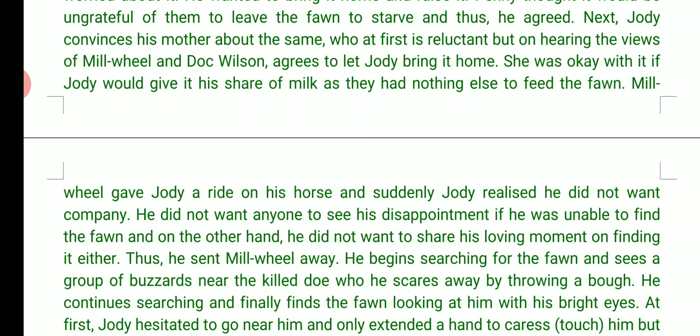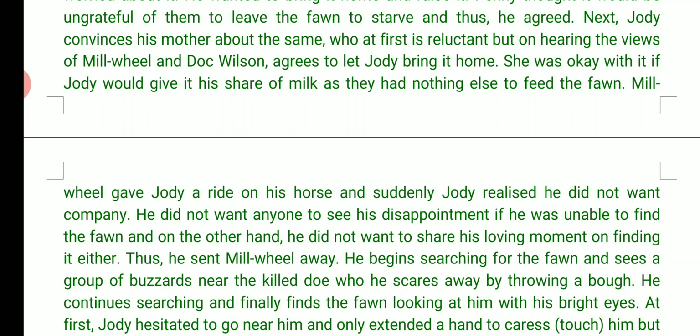Millwheel gave Jody a ride on his horse, and suddenly Jody realized he did not want company. He did not want anyone to see his disappointment if he was unable to find the fawn, and on the other hand, he did not want to share his loving moment on finding it either. Thus he sent Millwheel away. He began searching for the fawn and saw a group of buzzards near the killdeer, whom he scares away by throwing a bough. He continues searching and finally finds the fawn looking at him with bright eyes.